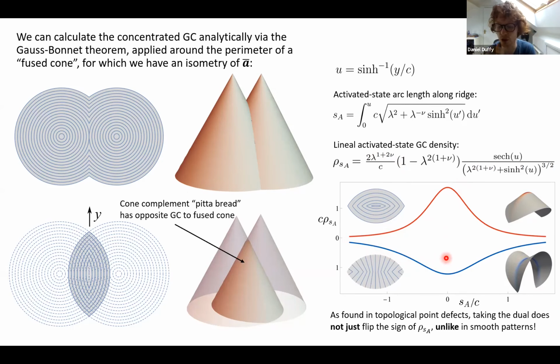So that's unlike a smooth director pattern. In a smooth director pattern, taking the dual always just flips the curvature. It doesn't change the magnitude. Whereas here, it also changes the magnitude as well as the sign. And that's something these patterns have in common with topological defects. They're not strictly topological defect patterns, but they do have that in common, which is interesting.